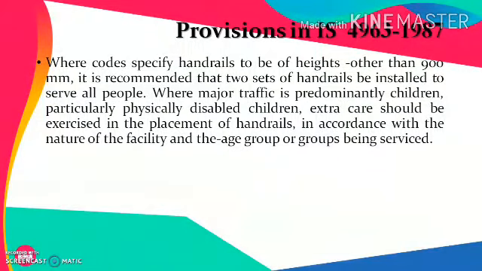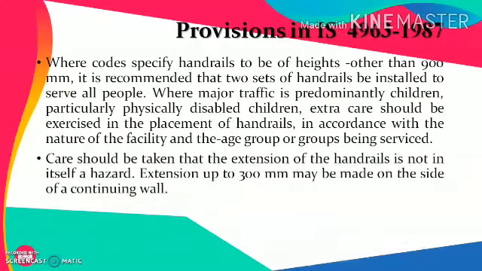Where codes specify handrails to be heights other than 900 mm, it is recommended that 2 sets of handrails be installed to serve all people. Where major traffic is predominantly children, particularly physically disabled children, extra care should be exercised in placement of handrails in accordance with the nature of the facility and the age group being served.